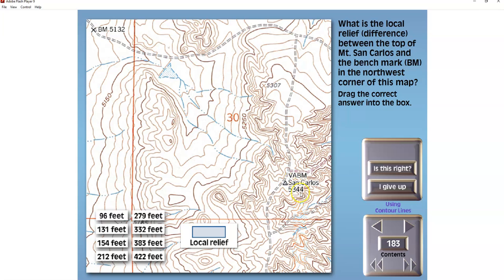So if we subtract those numbers, and get rid of the 5,000, just do the hundreds place, the tens and the ones. So it'll be 3 minus 1 is 2, 4 minus 3 is 1, and 4 minus 2 is 2. So 212. Let's see. Put that in there. Yep.